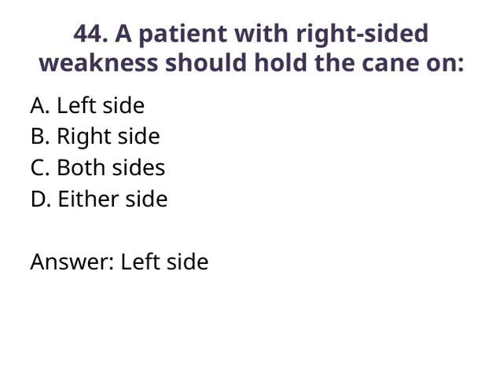Today, we'll focus on a common scenario in mobility assistance. When a patient has right-sided weakness, the goal is to promote safety and stability during walking. So, which side should they hold the cane on? The answer is the left side.